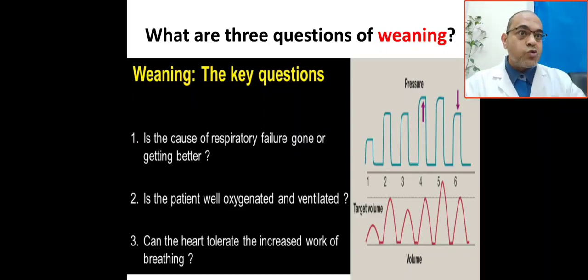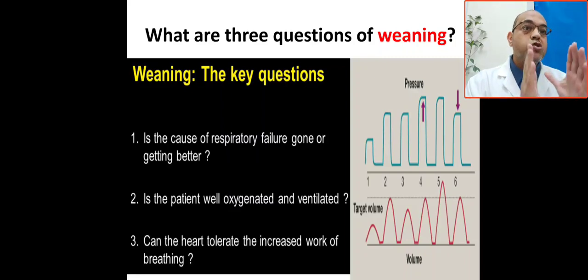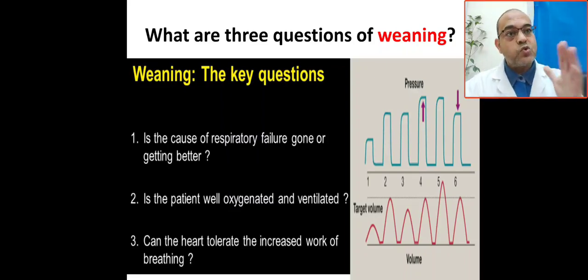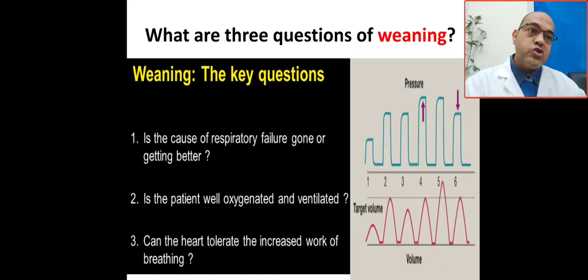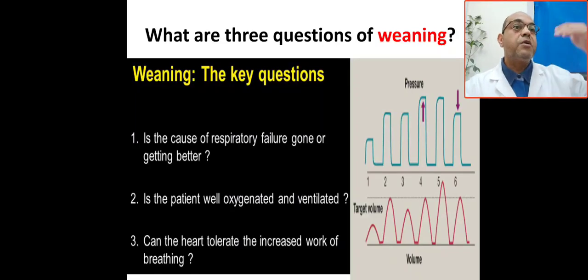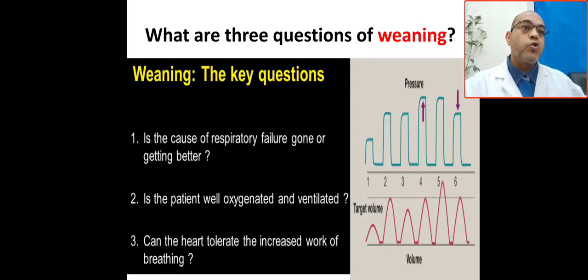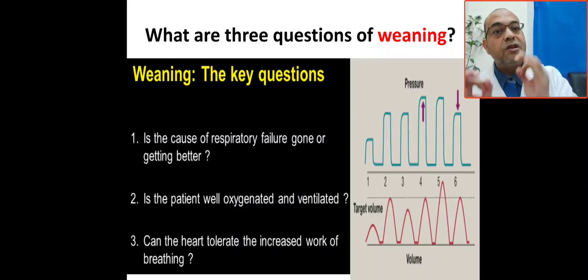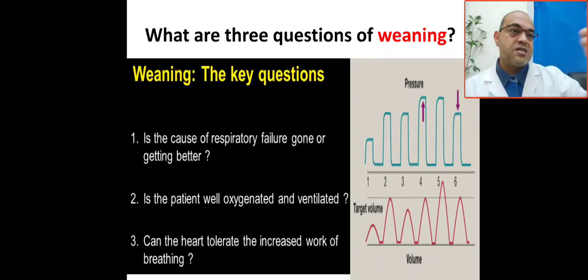So the cause of the intubation or ventilation is gone or getting better. Sometimes you intubate or ventilate this patient due to oxygenation problems, hypoxic respiratory failure like PPHN or meconium, or it's due to a ventilation problem, hypercapnic, due to pneumonia, pneumothorax, or whatever the cause. You have to be sure, is the cause of respiratory failure gone or getting better? This is the first question you have to ask during the weaning time.